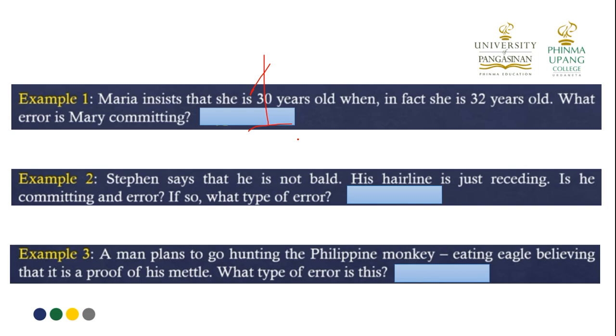What is the answer? Stephen says that she is not bald. His hairline is just receding. Is she committing an error? If so, what type of error? Please type your answer. Answer po.